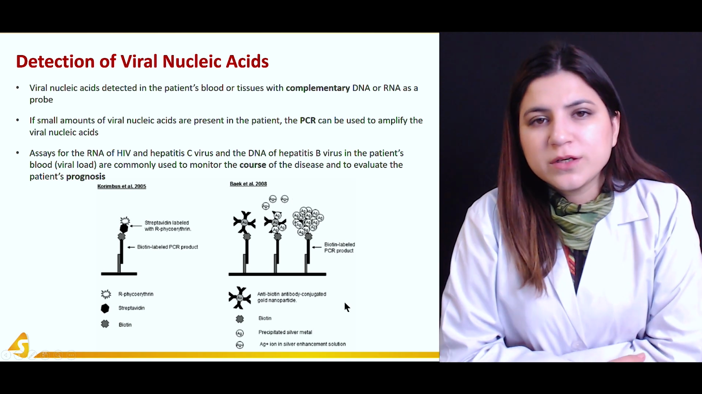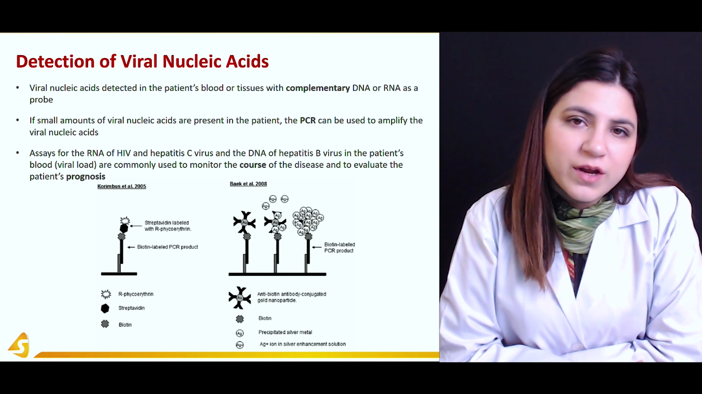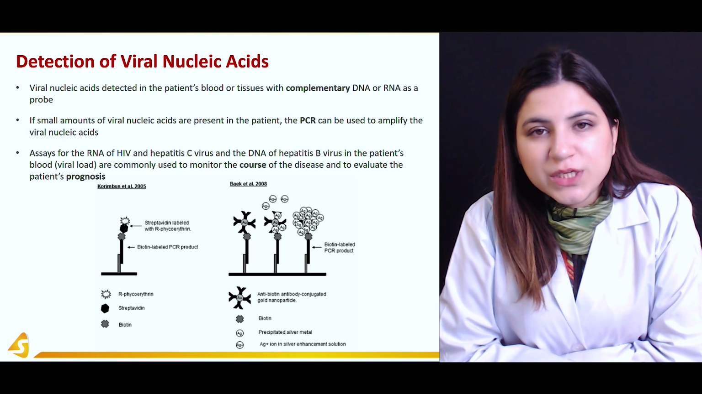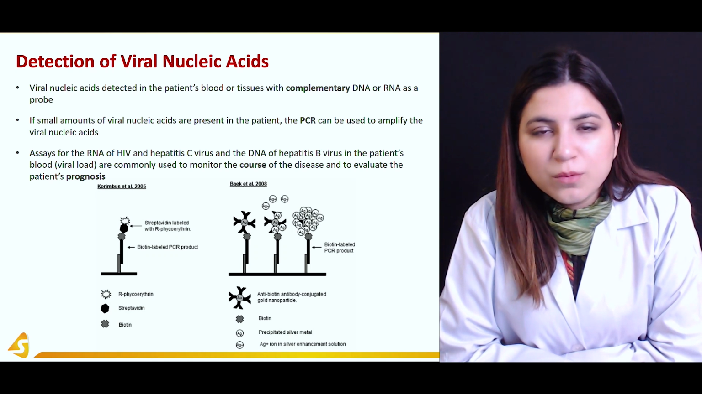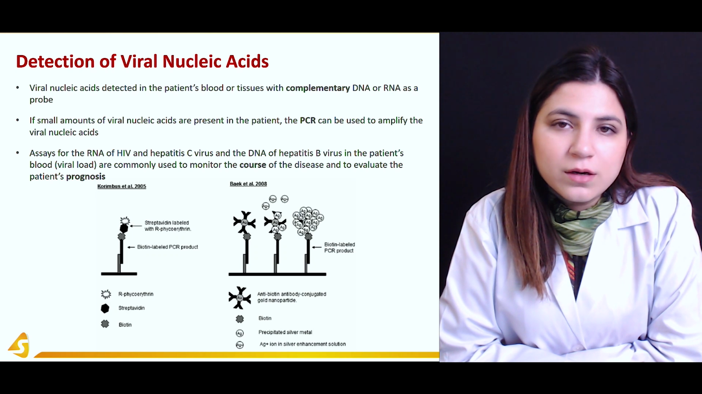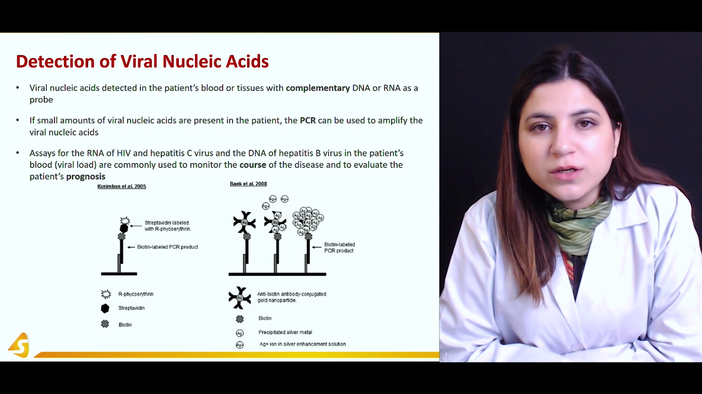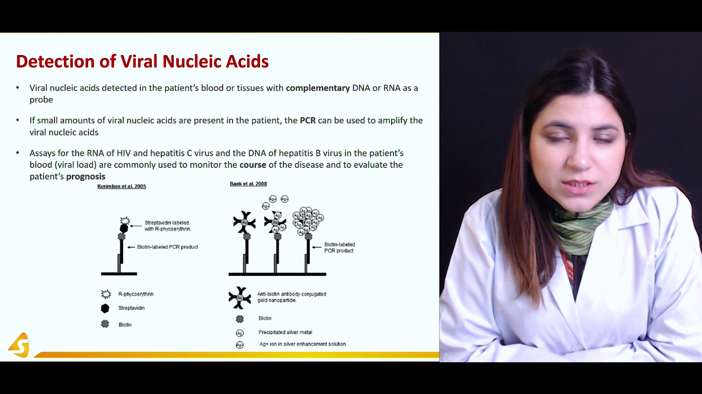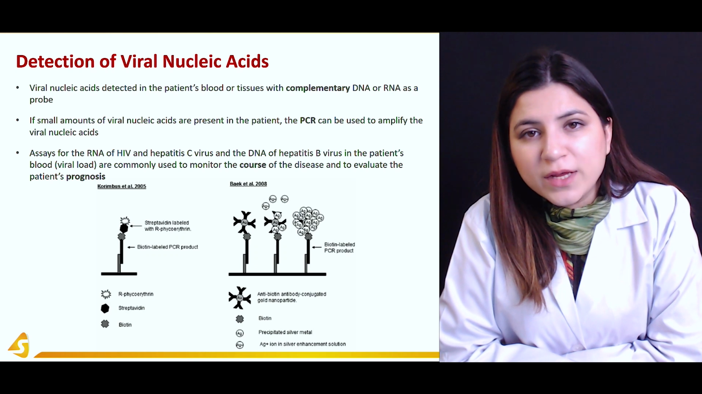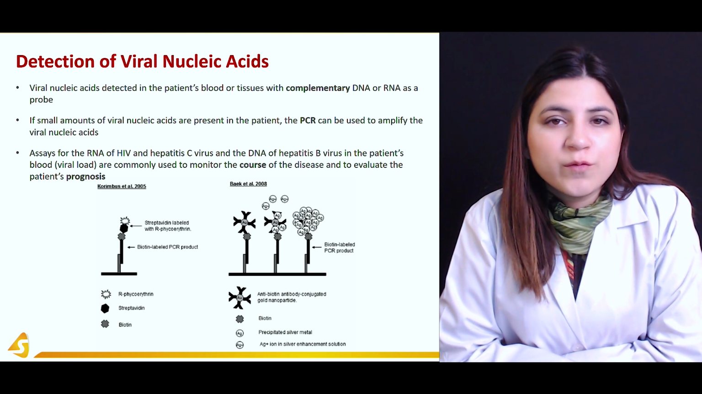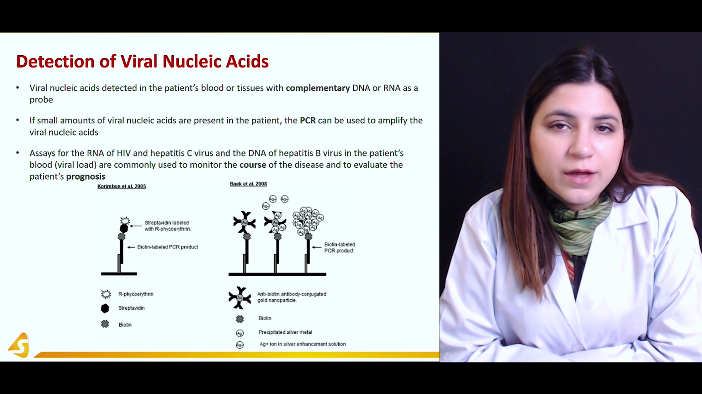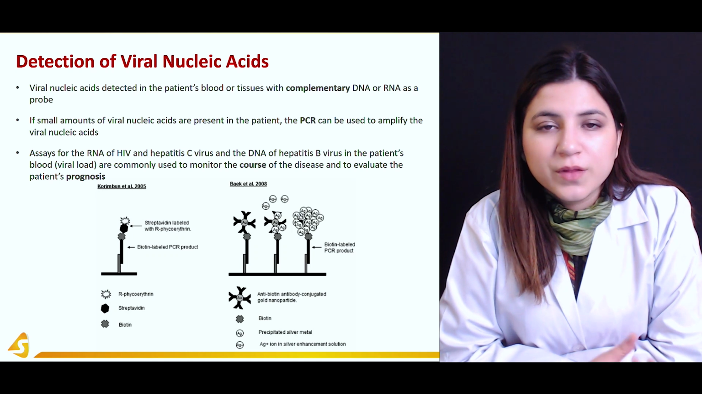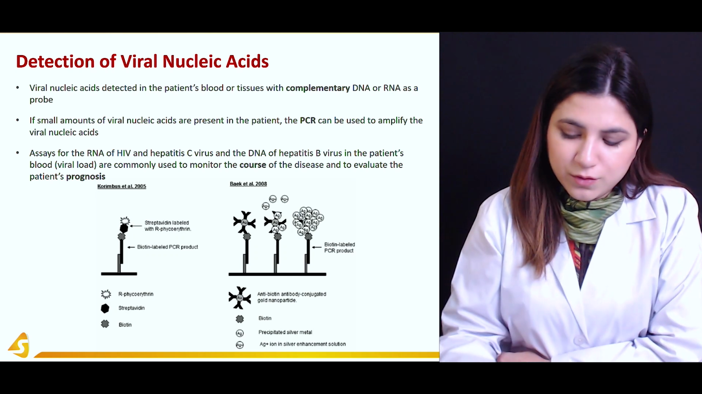So these are different methods in which we are actually using the amplified PCR product, and then we are using a complementary DNA and binding our complementary DNA to that amplified PCR product. And then we are using a probe system, a biotin label system, to identify the presence of virus inside a cell and to evaluate the course of viral infection, and also to evaluate the patient's prognosis during a particular infection.